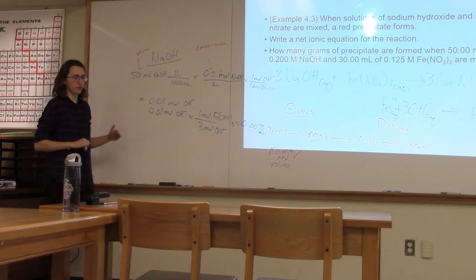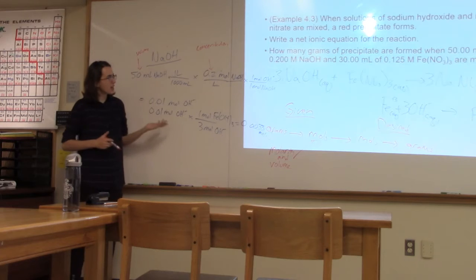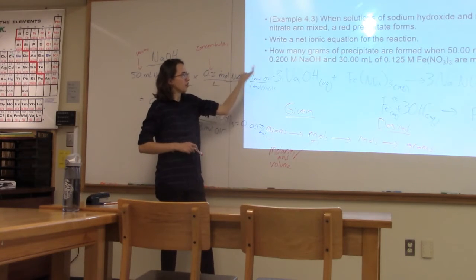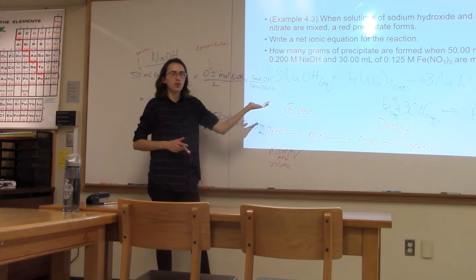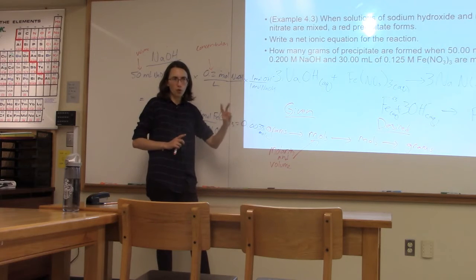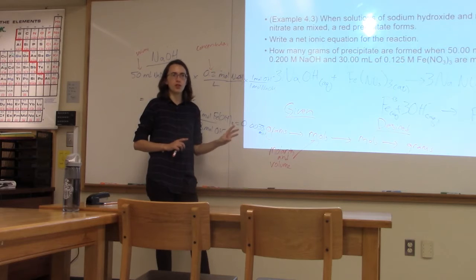So in general, I actually ask these as parts. On a test, I will generally not ask you a question like this. I will say, you mix together these two things. Part 1, what is the net ionic equation? Part 2, what is the limiting reactant? Part 3, how many moles of precipitate are going to be formed?